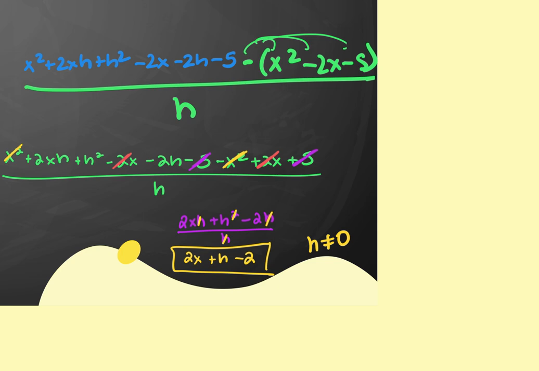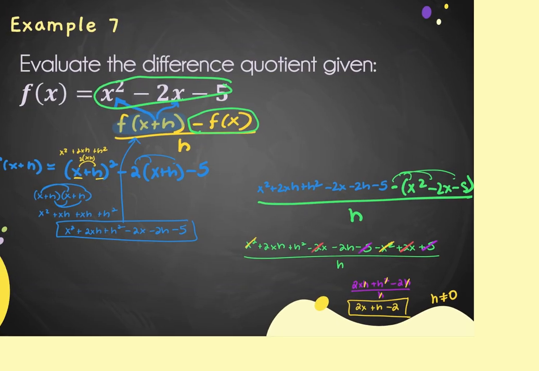Is it tedious? Yes. Is it complicated? Yes. Is it hard to do? No, because you know how to do all those individual parts, okay? The biggest thing I would say is be really careful when distributing your signs. That's when people make some silly mistakes, okay? But that's it. That's all the difference quotient is.